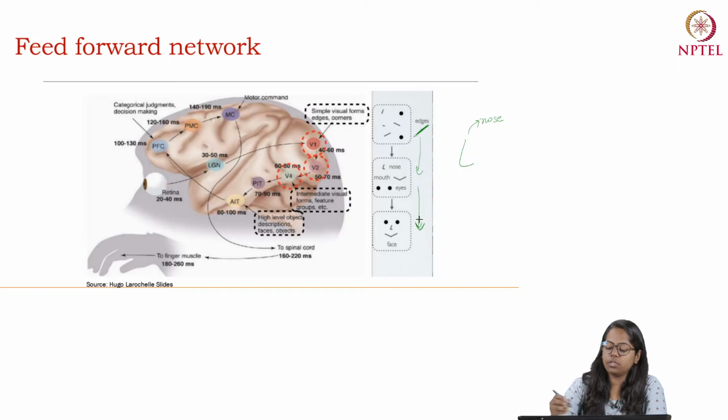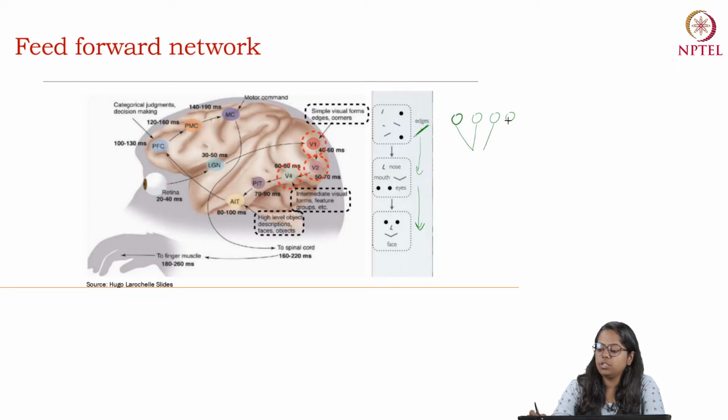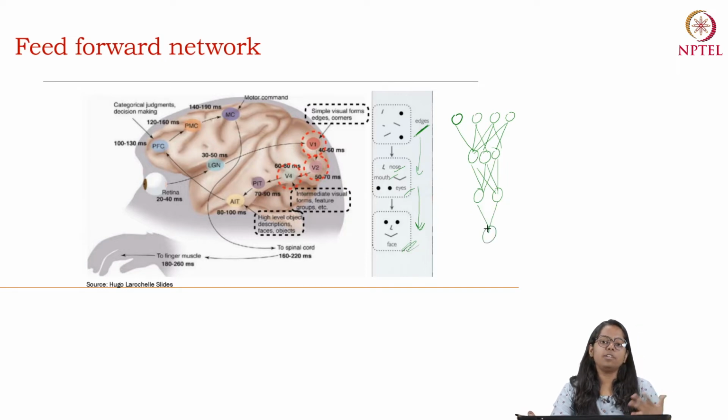Now all of this is working in a hierarchical fashion. Here, for instance, we might have some neurons which identify the edges, and their information is passed on to the next neurons, which identify, say, the different structures of nose, mouth and eyes. These are further passed on to the next level of neurons, which identifies whether it is a face or not, and then lastly what kind of face it is.